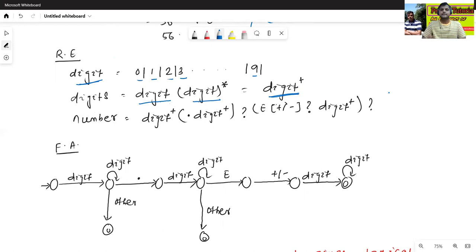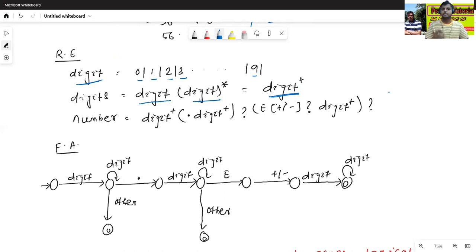But how to write the plus? We have already discussed this in the theory of computation classes. So before going into compiler design classes, you must follow the theory of computation classes. You should know all the concepts about theory of computation.